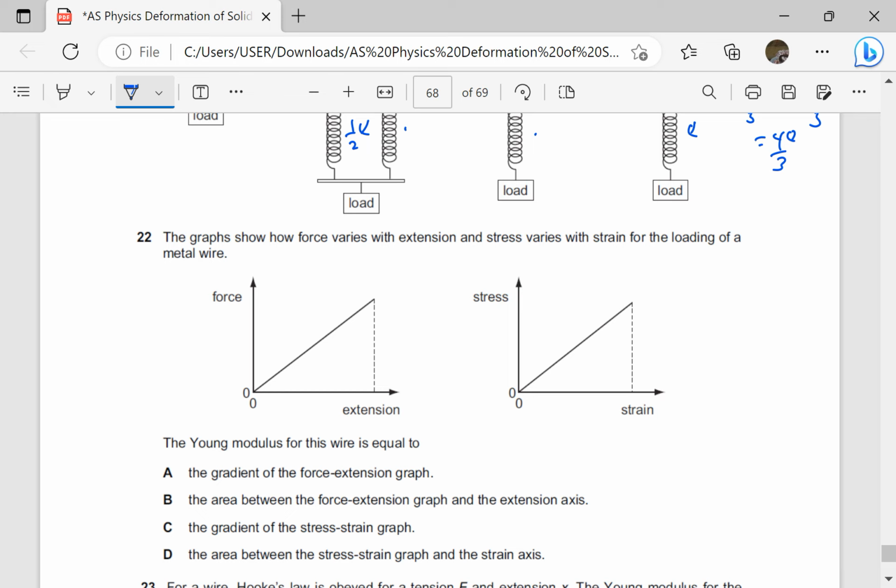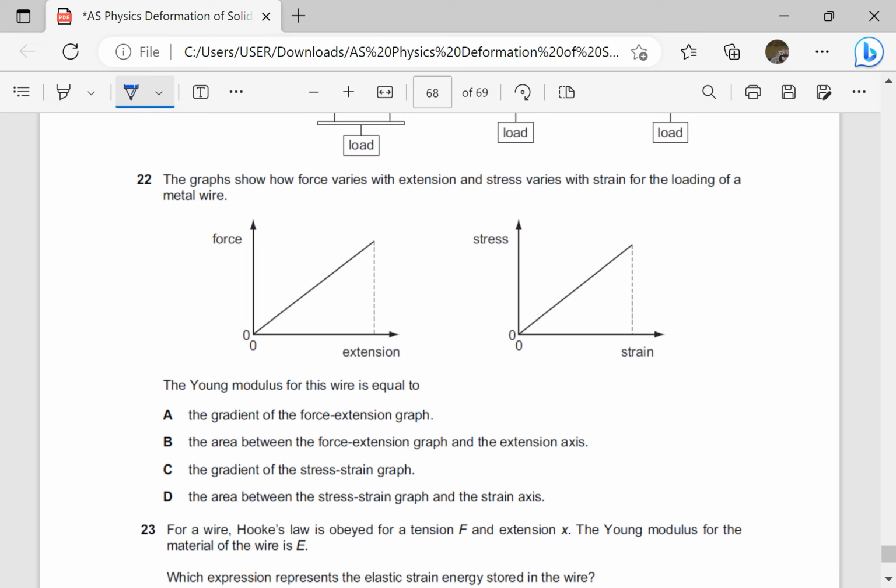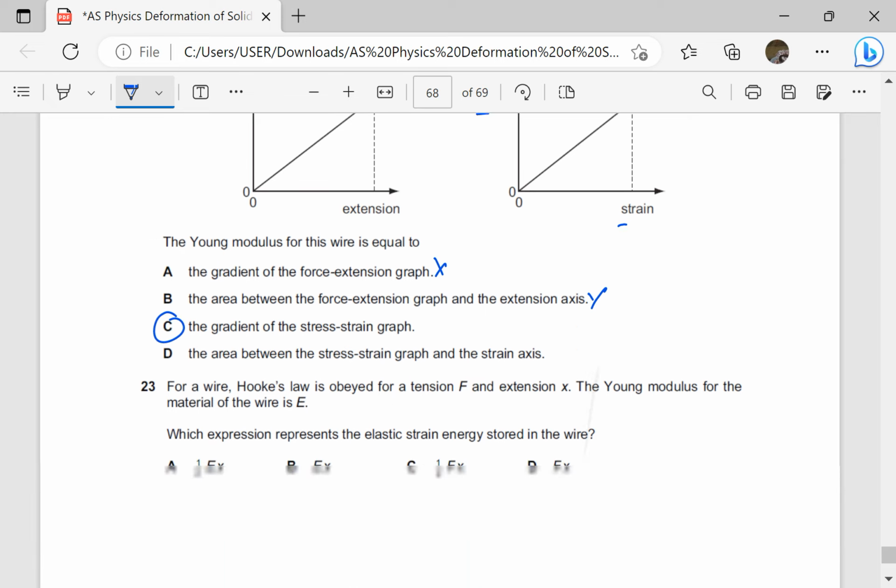The graphs show how force varies with extension and stress varies with strain for the loading of a metal wire. The Young modulus for this wire is equal to the gradient of the stress against strain curve. This one is wrong. The area between the force extension graph and the extension is elastic potential energy, and the Young modulus is the gradient of the stress strain graph. So the answer is C.